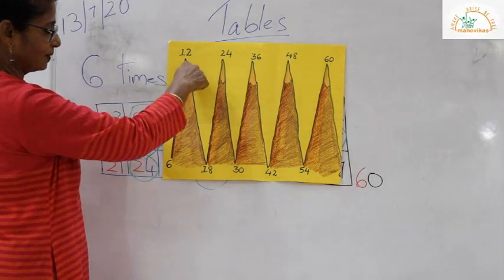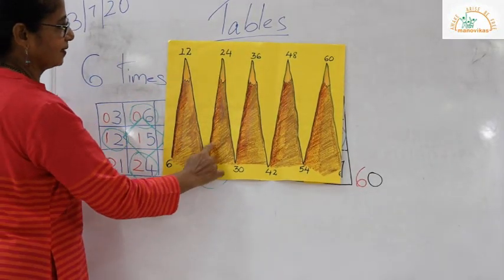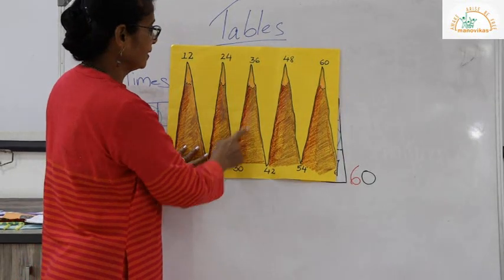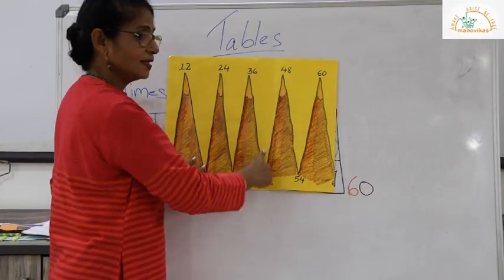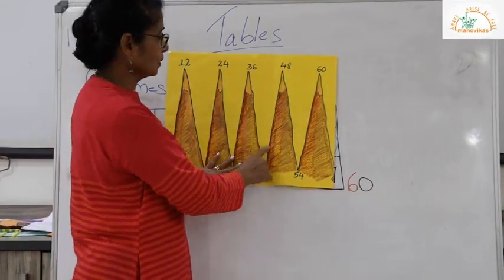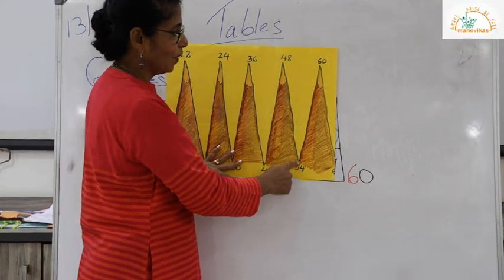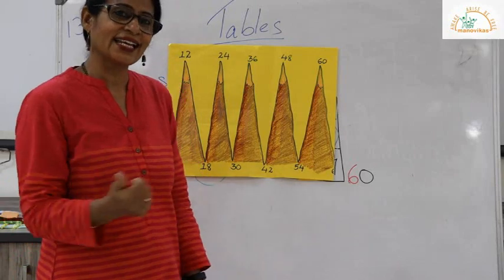6 2s are 12. 6 3s are 18. 6 4s are 24. 6 5s are 30. 6 6s are 36. 6 7s are 42. 6 8s are 48. 6 9s are 54. And 6 10s are 60.